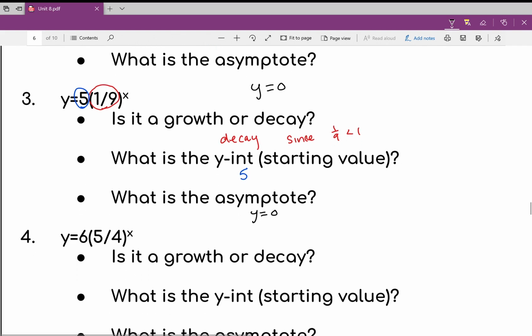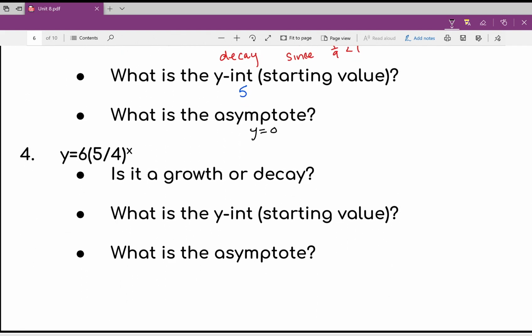Okay, let's look at the last example. Number 4 says y = 6 times (5/4)^x. Is this a growth or decay? Remember, it's a growth if b is greater than 1 and a decay if b is less than 1. 5/4 is the same as 1 1/4. Is this bigger than 1 or smaller than 1? It's bigger than 1, so this is a growth.